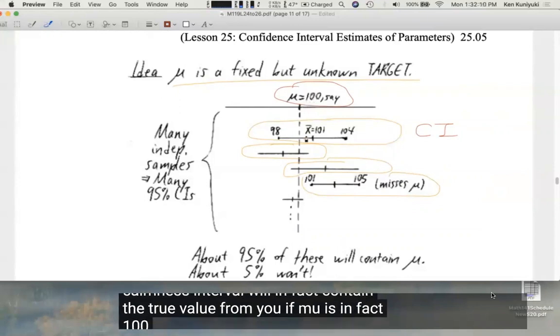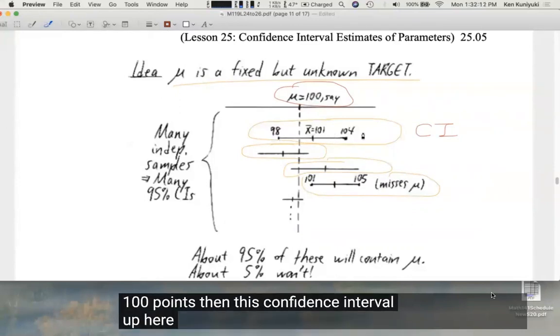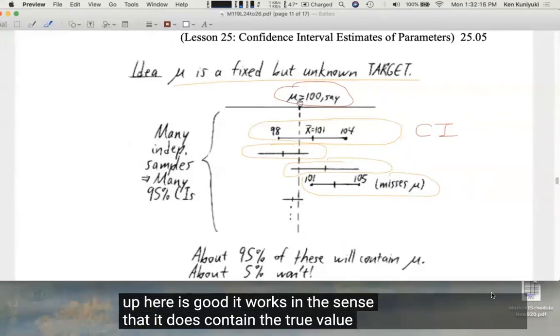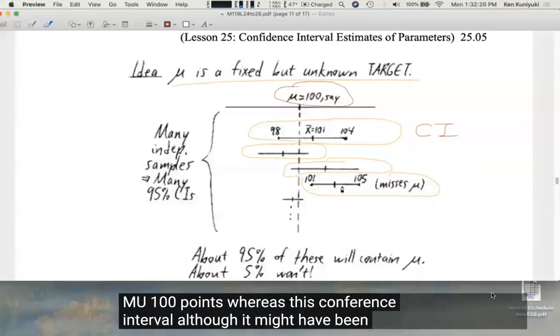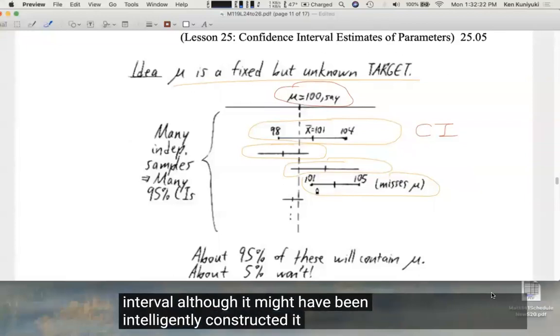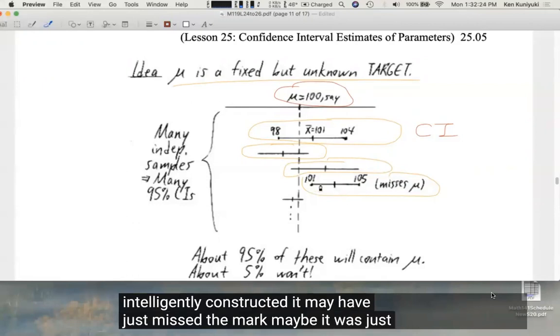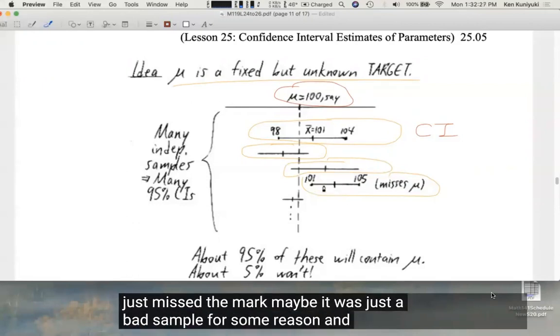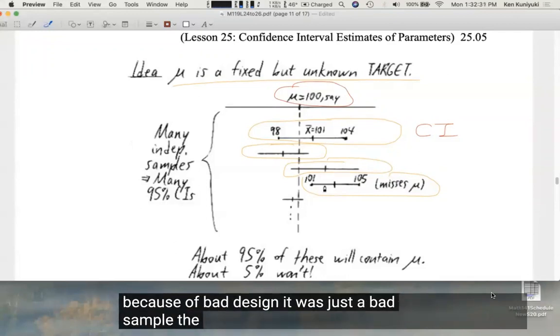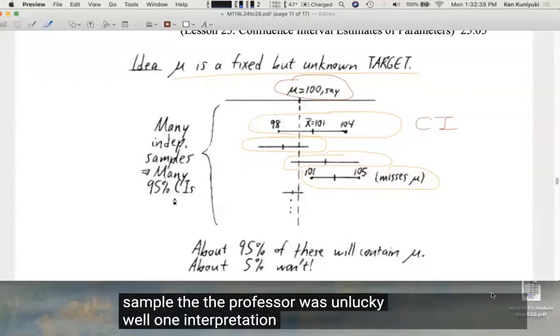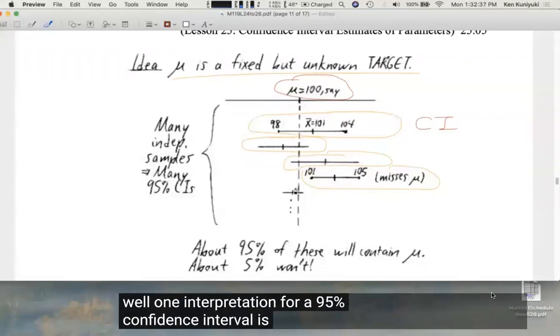If mu is in fact 100 points, then this confidence interval up here is good. It works in the sense that it does contain the true value of mu, 100 points. Whereas this confidence interval, although it might have been intelligently constructed, may have just missed the mark. Maybe it was just a bad sample for some reason, and maybe not because of bad design. The professor was unlucky.